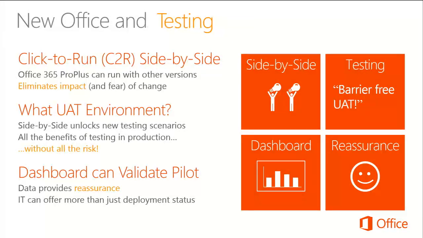They get updated differently, but what Office 365 Pro Plus brings with click to run is the ability to install in side-by-side mode. So you can install the new Office, and it won't uninstall previous versions. You can keep Office 2007 or 2010 or whatever Office version you have. So that's great because that unlocks a whole new testing scenario. You can now use, believe it or not, your production computer as a test environment.